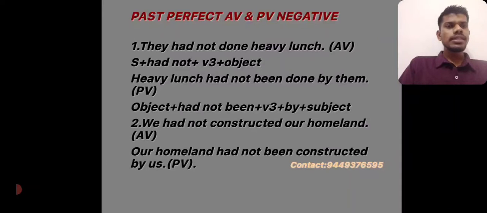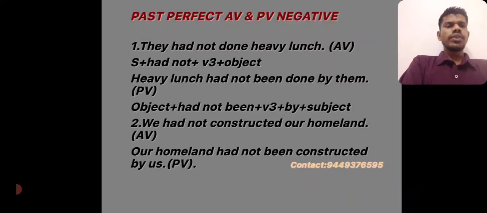When we want to make this sentence to passive form, we have to use the object as subject in the passive, followed by had not been plus past participle, that is V3. Then we have to use the preposition by, then we have to use subject. See here, heavy lunch had not been done by them. Here also we need not bother about the object, whether it is singular or plural in number.